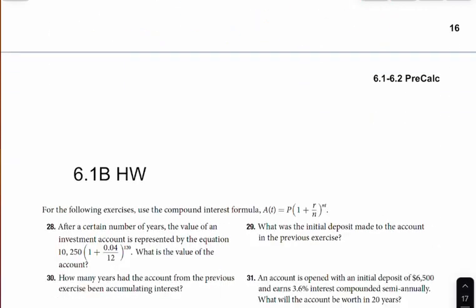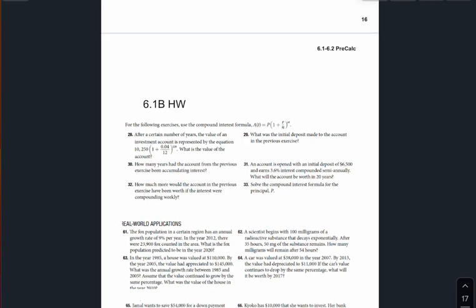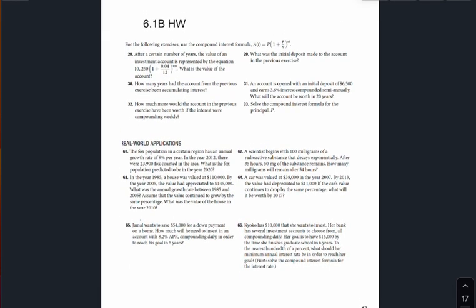So this is your 6-1B homework. You have enough information now. You should be working on 6-1A and 6-1B. And then just check your Google Classroom for when those are due. And then Monday we will start 6-2.